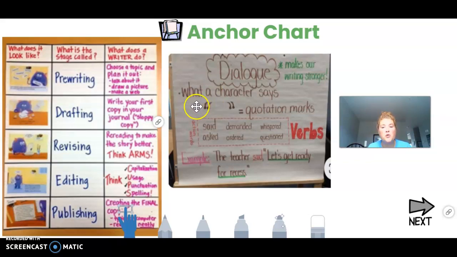So we're going to put quotation marks around what the character says, and examples of this. The teacher said, "Let's get ready for recess." Notice that you always need a verb, and here you can always use this anchor chart for help. And then you put a comma, start quote, whatever the person is saying, and then a punctuation and end quote. And that's how you do dialogue.